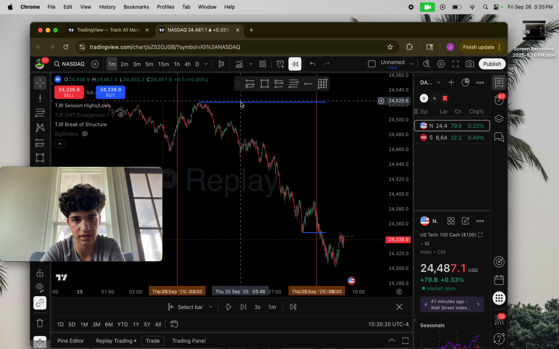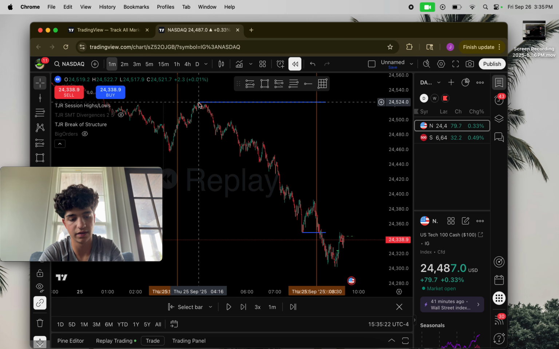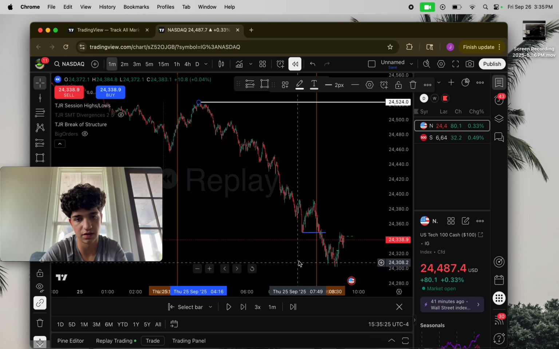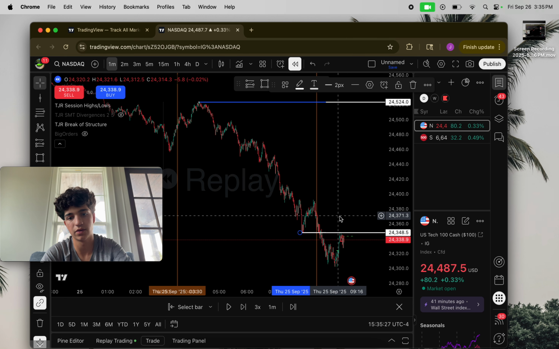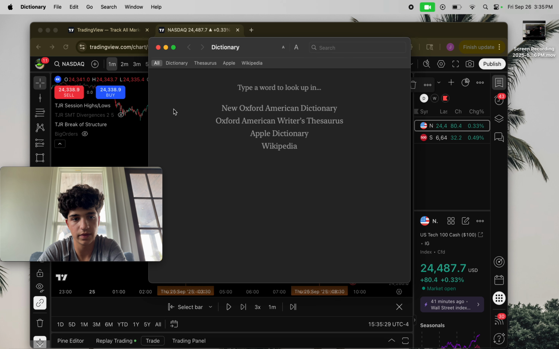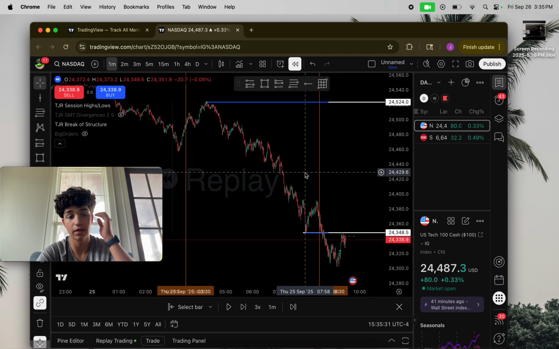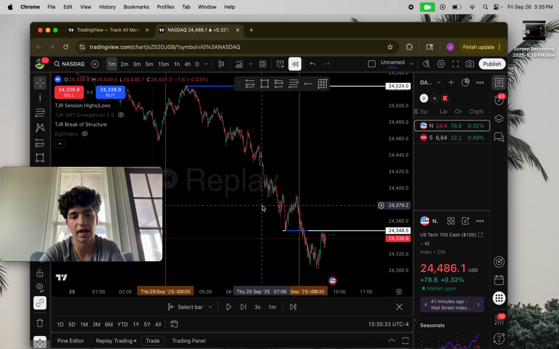You want to mark out the highs and the lows. I have an indicator that automatically does it. I had to buy this indicator, so I wouldn't completely recommend buying one. So yeah, now that we have this marked out, we would like to see what price does.